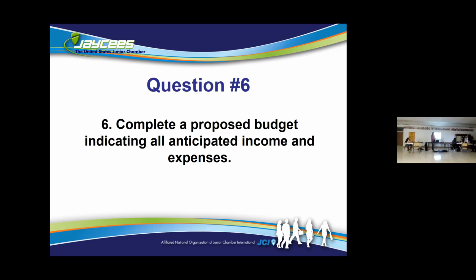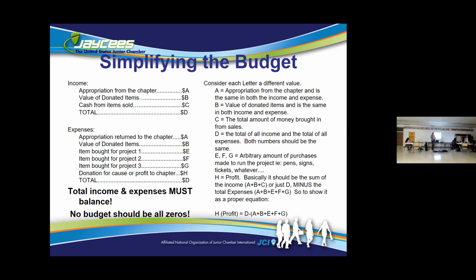So the sixth question is your budget area, which is always a difficult area. Some projects might not have a budget, but then some are really complex. So this is just an example of a simple budget where if you're asking for money from the chapter, you would need to list that. And then also list if you have event or items that are donated, you want to list the value of the donated items, but then also any items that you had to buy. And you want to have your income and expenses match as far as the totals. They need to be balanced.